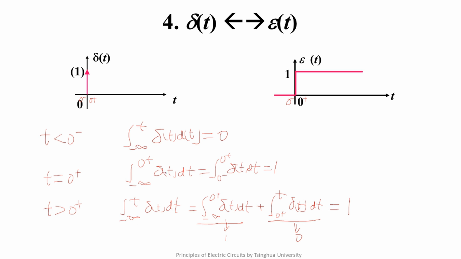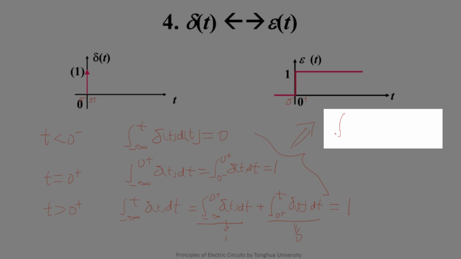Let's observe the integral results. The integral of delta(t) when t is less than 0 minus is always 0. As t changes from 0 minus to 0 plus, the result changes from 0 to 1. When t is greater than 0 plus, the result is always 1. You can find this expression just equals the expression of the unit step function. When t is less than 0 minus, it's always 0. When t becomes 0 plus, it becomes 1. When t is greater than 0 plus, it's always 1. What does this mean? This means the integral of delta(t) from negative infinity to t equals epsilon(t).